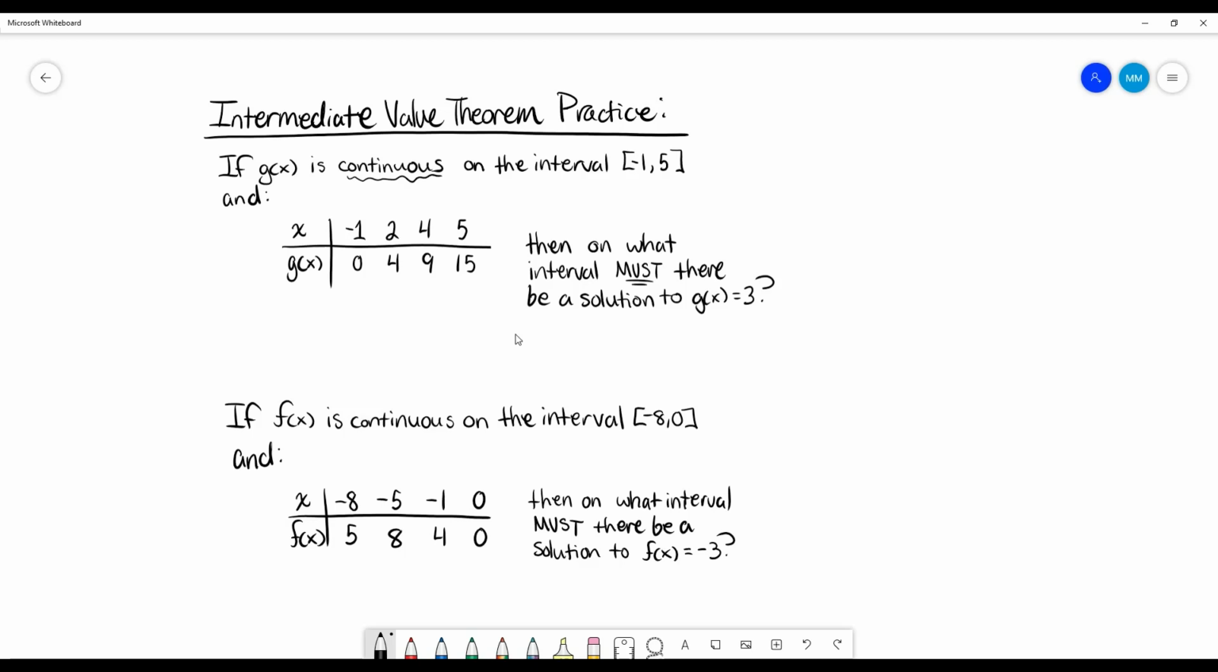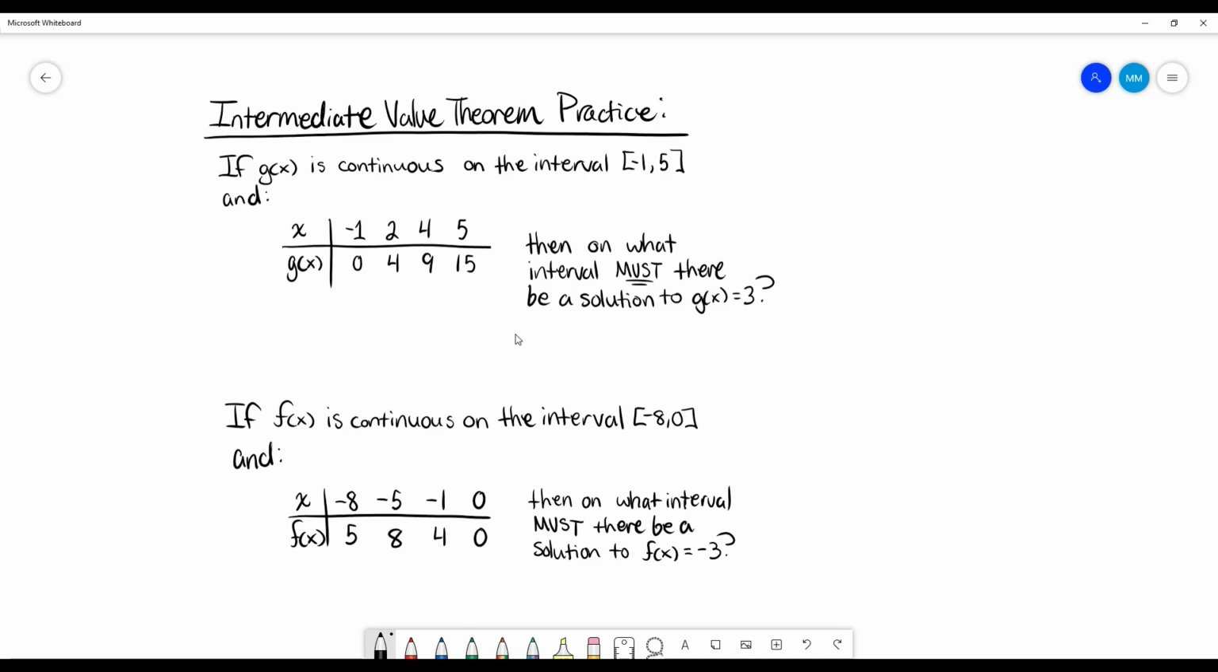And what this is asking is that, well, it looks like it meets our Intermediate Value Theorem constraints, right? Because it's continuous on this closed interval. And we see what those values are. So if I look at our y values, it goes from 0 to 15. It's asking me on what interval can I guarantee that there will be a y value of 3 somewhere.